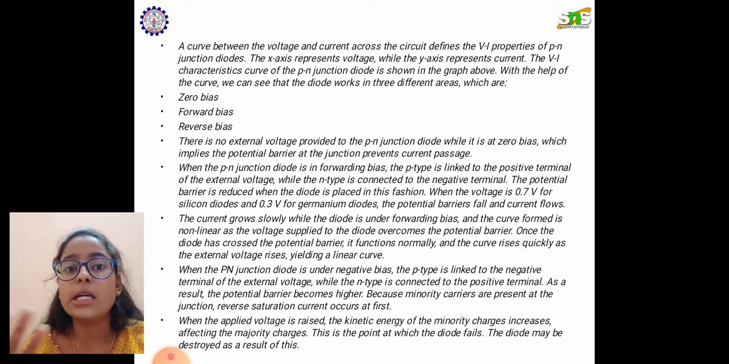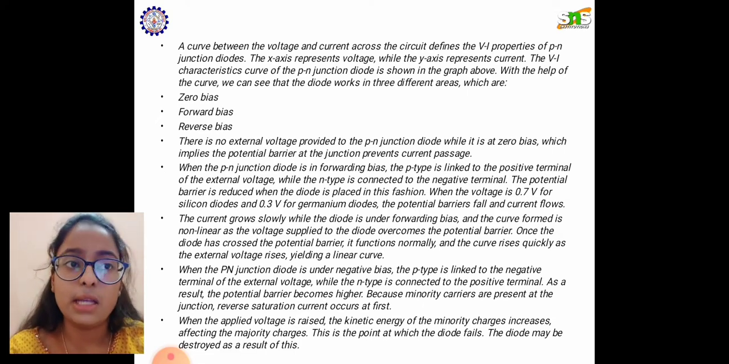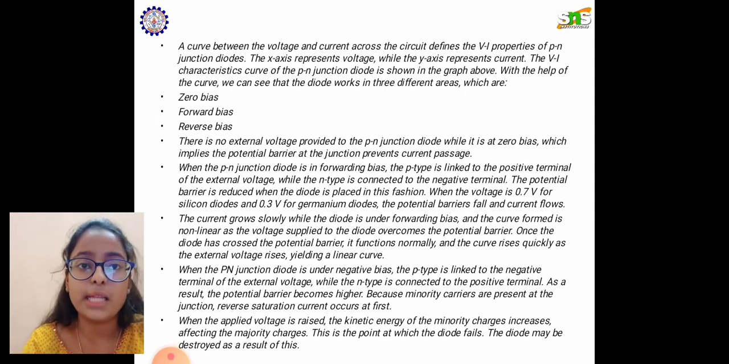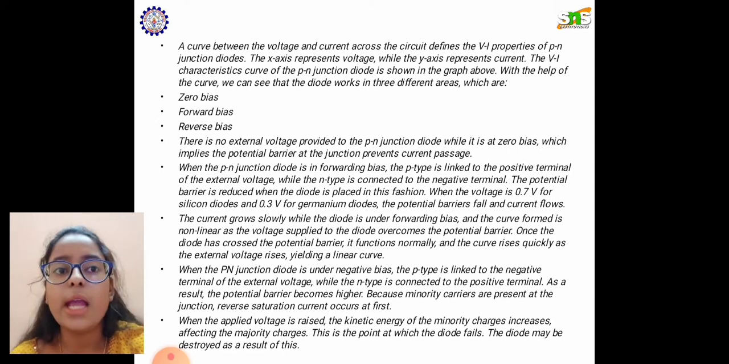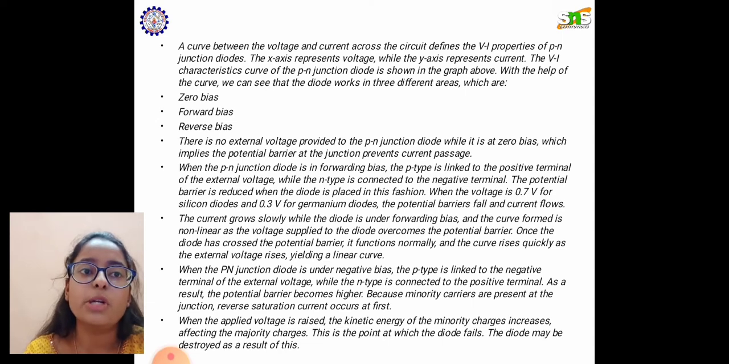There is no external voltage provided to the PN junction diode while it is at zero bias, which implies a potential barrier at the junction prevents current passage. When the PN junction diode is in forward bias, the P-type is linked to the positive terminal of the external voltage, while the N-type is connected to the negative terminal. The potential barrier is reduced when the diode is placed in this fashion. When the voltage reaches 0.7 volt for silicon diodes and 0.3 volt for germanium diodes, the potential barrier falls and current flows.